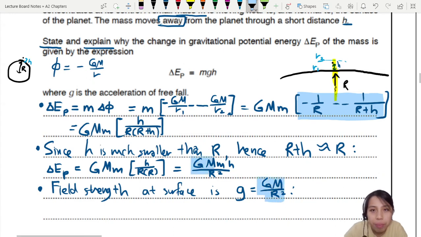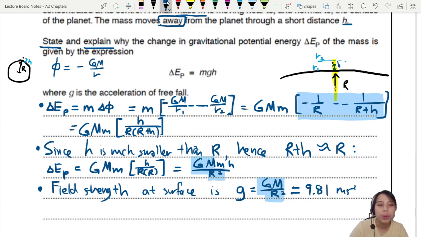GM over R squared. So we can substitute that, because this value is constant at the surface, about 9.81. The unit is not meter per second squared, let me do it the proper way, Newton per kg. So we substitute that in. So we have gravitational potential energy now becomes g times m times h. Looks so ugly. Can we rearrange? This is mgh.